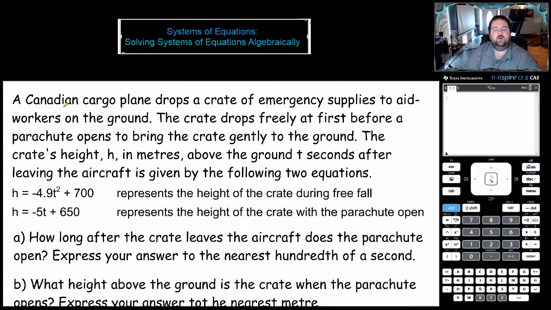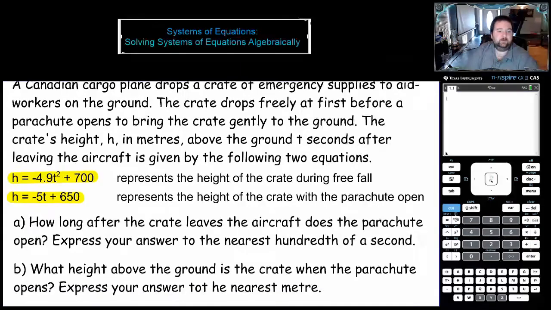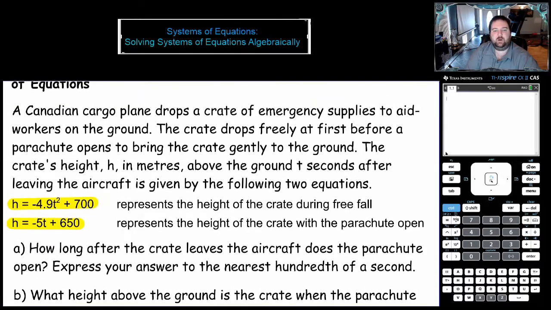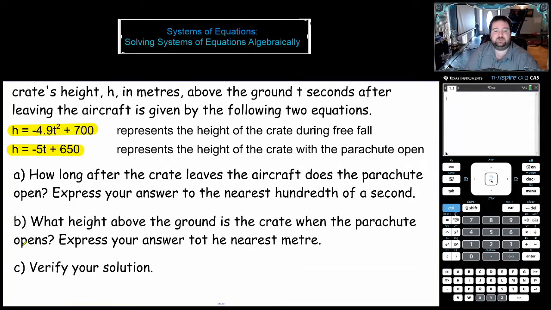A Canadian cargo plane drops a crate of emergency supplies to aid workers on the ground. The crate drops freely at first before a parachute opens to bring the crate gently to the ground. The crate's height, h, in meters above the ground, t seconds after leaving the aircraft, is given by the following two equations. This first equation represents the height of the crate during free fall, and the second equation represents the height of the crate with the parachute open. And so we're going to be trying to solve for the point of intersection.